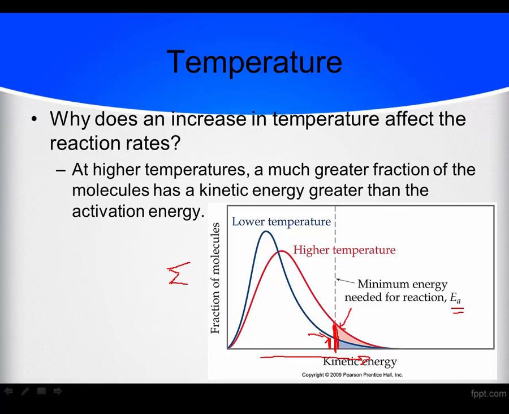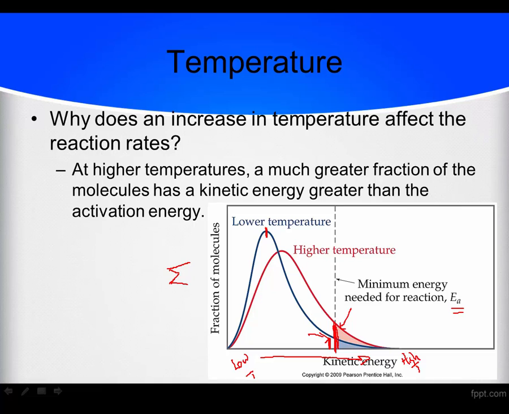Why is the blue line's peak higher than the red? The peak is higher because there are more molecules that are at a lower temperature. So the peak is talking about more molecules, right? And the position of the peak is farther to the left, which means that it's a lower temperature. Kinetic energy is directly related to temperature. So this should be a low temp, and this should be higher temp over here. Does that make sense now?